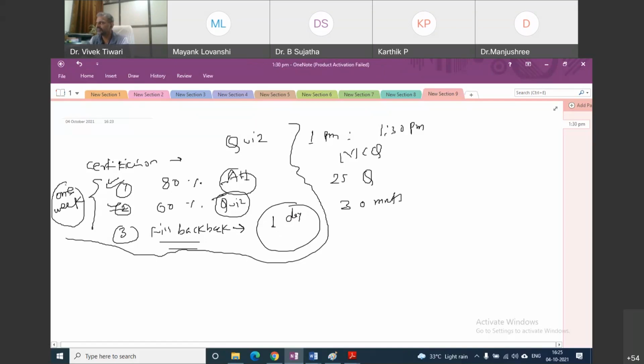I will take at least 1 week to fill in your attendance and quiz marks, but you are allowed to give your feedback immediately tomorrow. So complete the formality from your end. Fill in your feedback completely, wait for 1 week, and I will fill in the marks. The attendance and marks will be visible to you all. The moment I fill them in, they will be visible to you. After 24 hours, you will get your certificate.